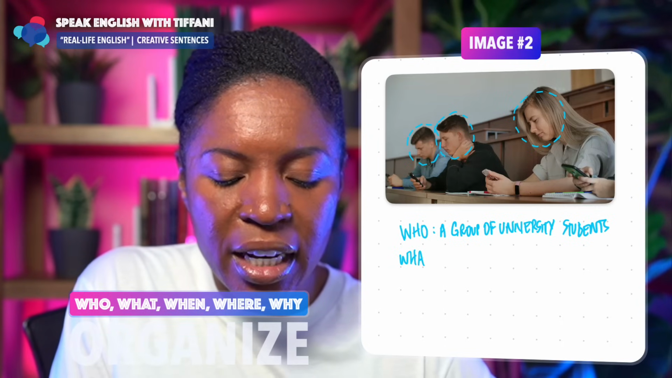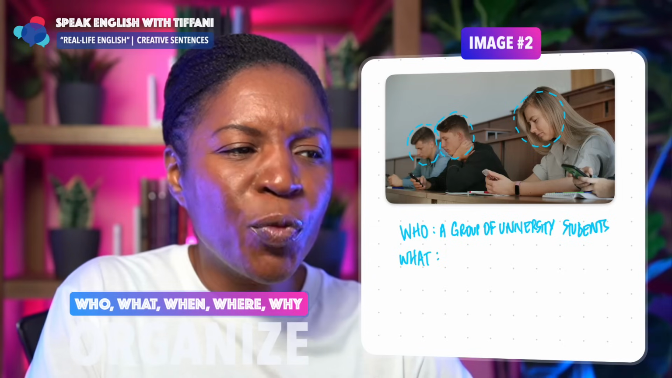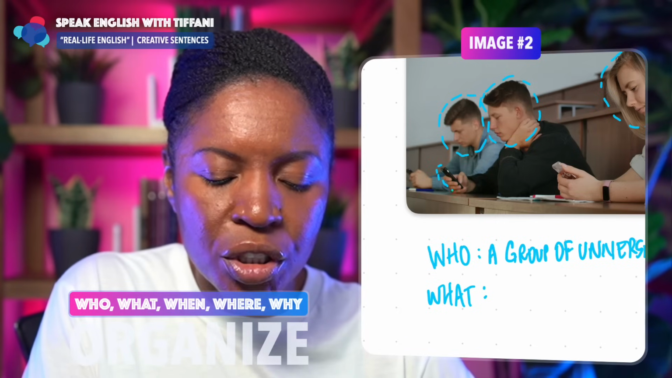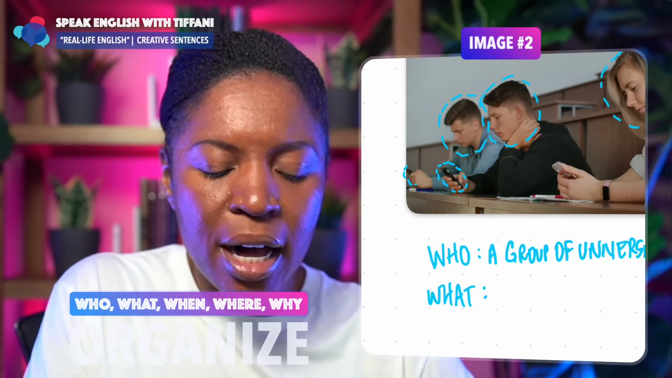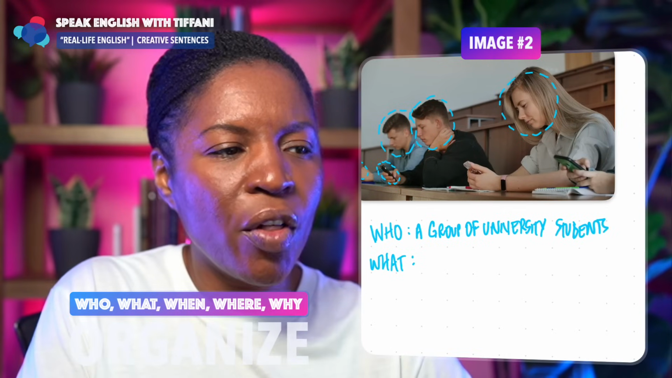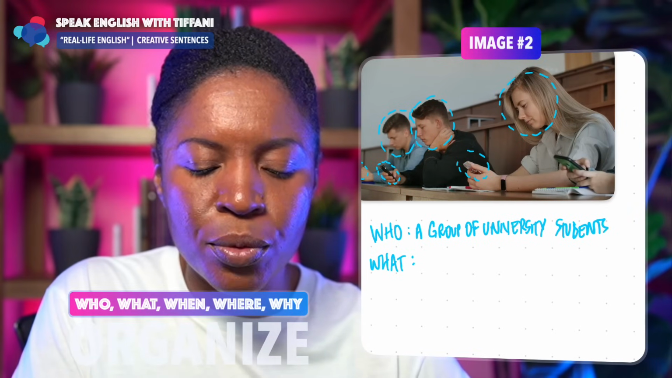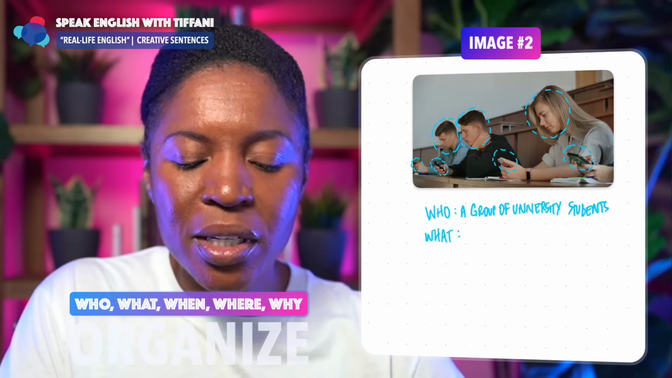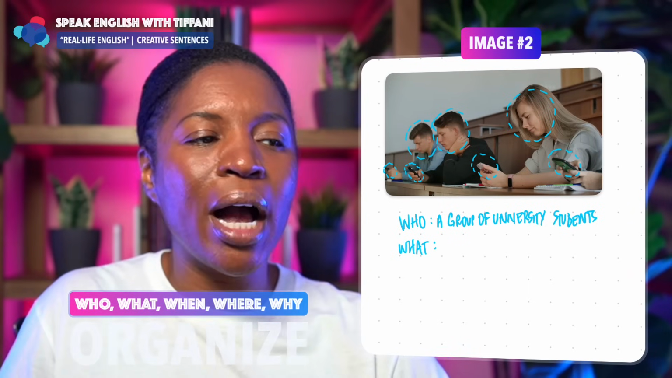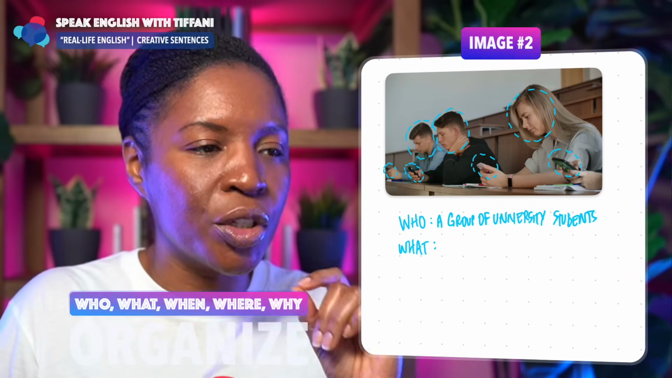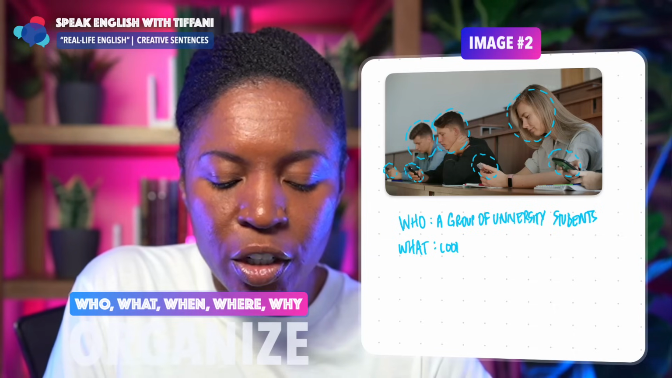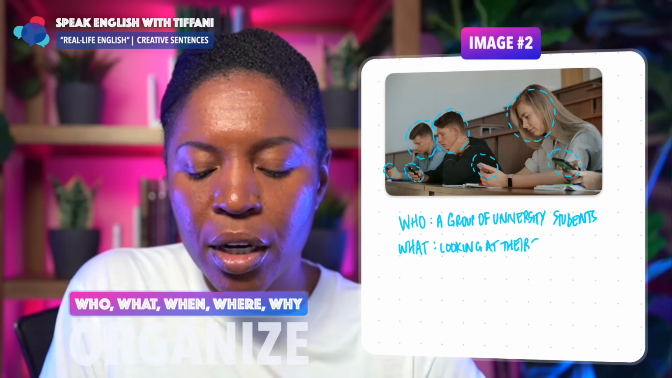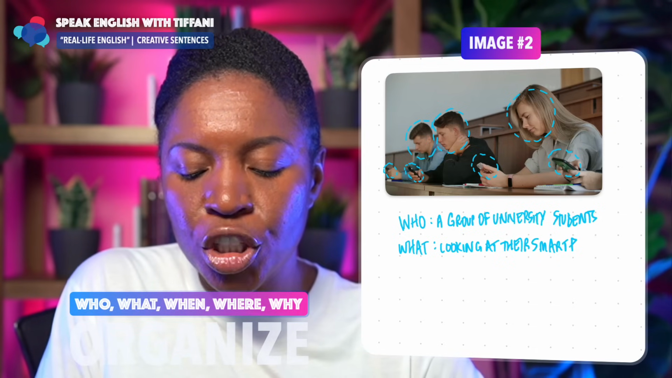What are these individuals doing? Well, if we zoom in just a bit, we can see that they're each on their cell phones. We see them on their cell phones or their smartphones while they're in class. Uh-oh. So, because we see them on their smartphones, now we can write looking at their smartphones during a lecture.